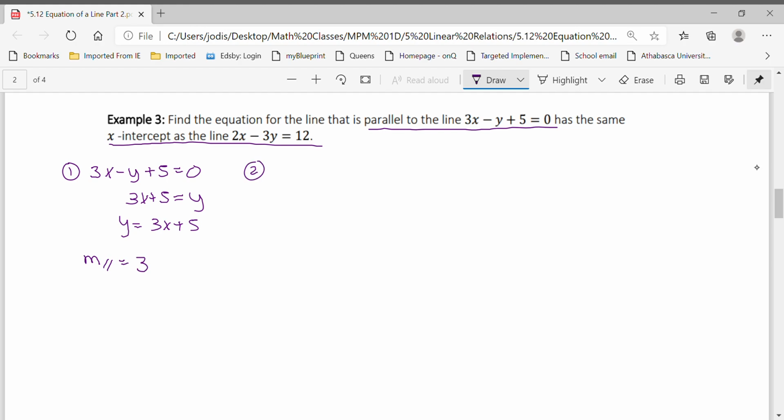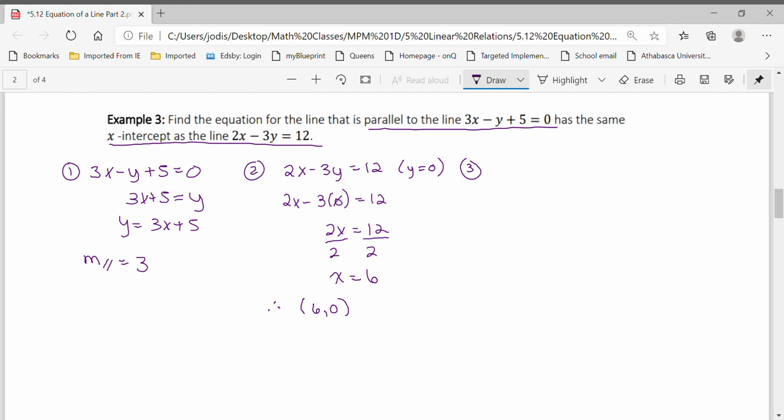So next we need to find the x-intercept of this line. And in doing so, it will actually give us a point on our line. So if we want to find the x-intercept, we know we have to make y equals 0. So we've got 2x minus 3 times 0 equals 12. So 2x equals 12, divide both sides by 2, x is 6. So therefore, our x-intercept is 6, 0.